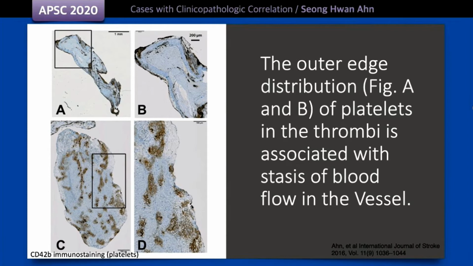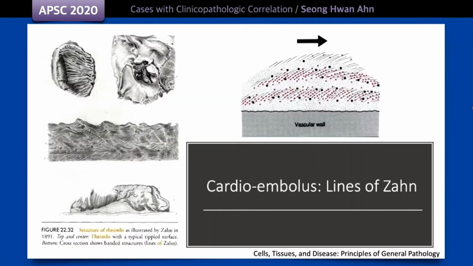In this figure, you can find the arterial thrombi. Figures A and B are arterial thrombus. In the arterial thrombi, most platelets are located on the outer edge of the thrombi, and platelets conjoin with the fibrin shell. This is a unique and distinctive feature of arterial thrombi.